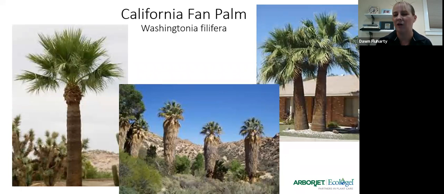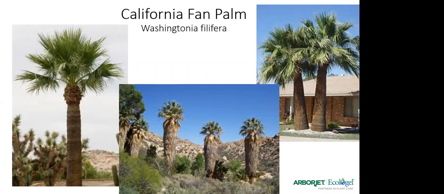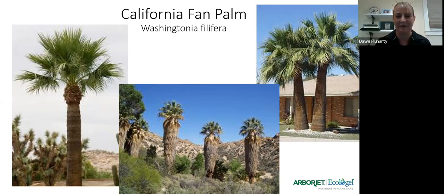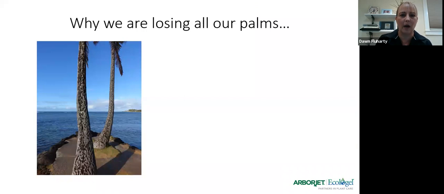They like to have all their old fronds there protecting their trunk. We don't like it so much because everything like rats, mice, and rodents will live up in there, and we get liability when the fronds start falling and dropping. So we do try and keep our palms clean. But do know that's actually a stressor for our palms. So why are we losing our palms?